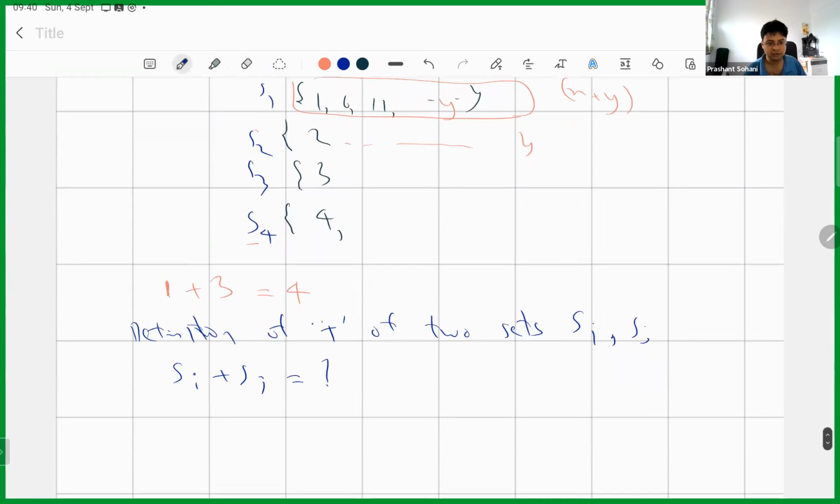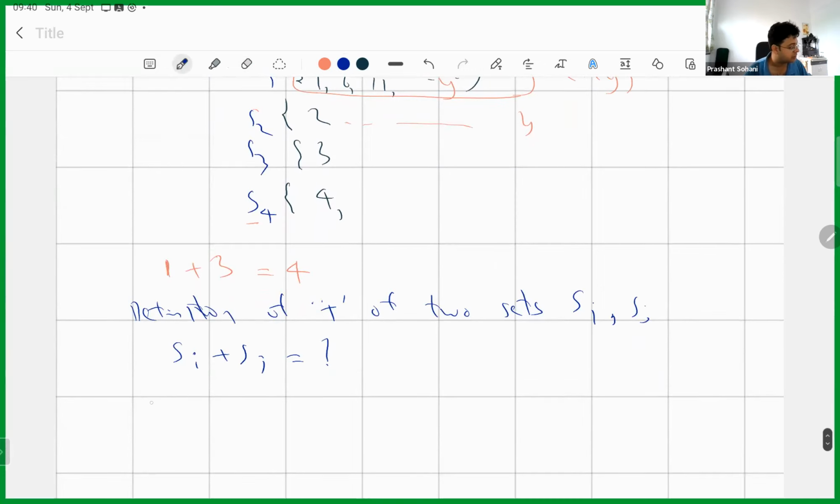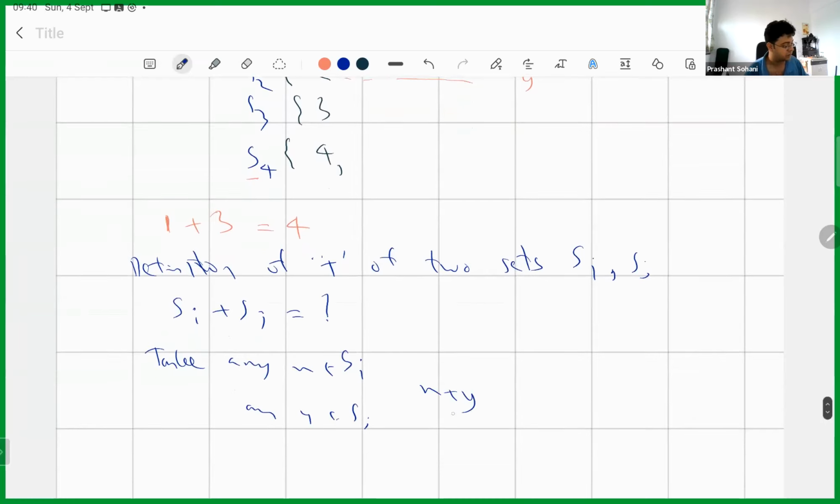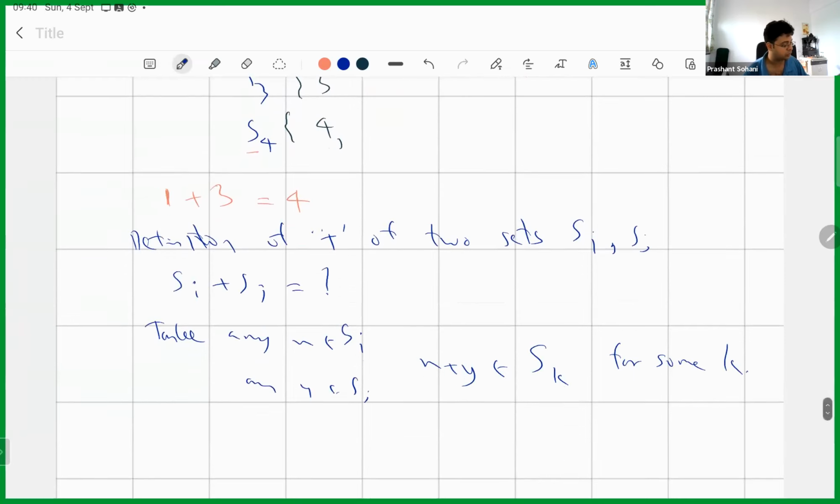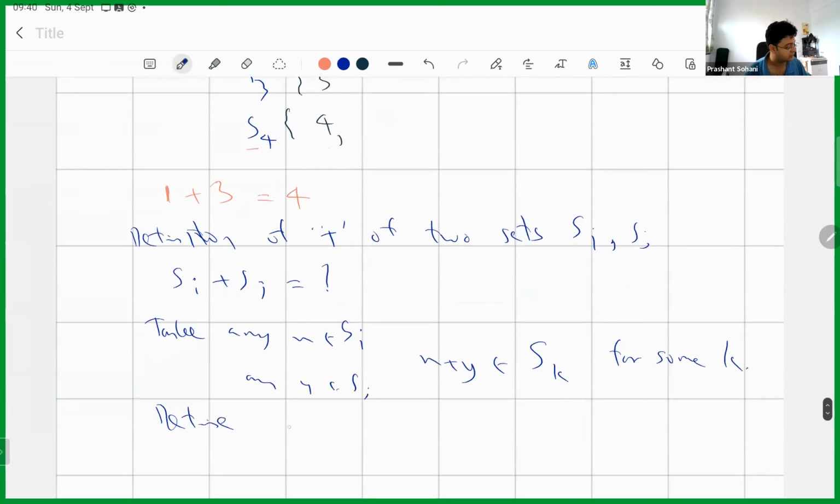This is the algorithm I use. Take any element of the first set and any element of the second set, and add them. So this x plus y will also belong to some unique k. Then we define Si plus Sj equal to Sk. Whatever set that addition belongs to, that is my answer.